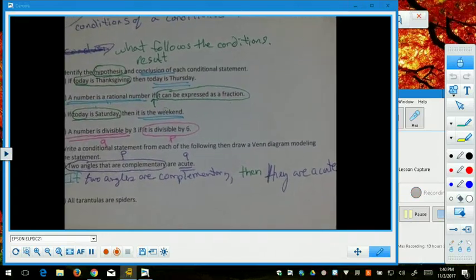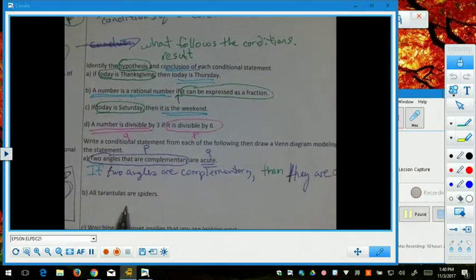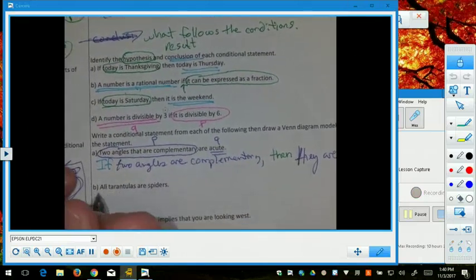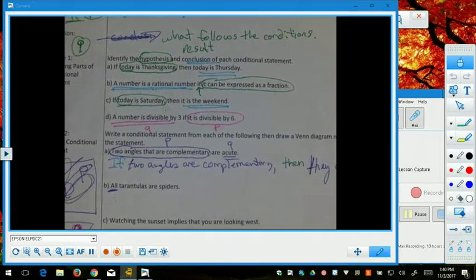If two angles are complementary, then they are acute. Letter B, all tarantulas are spiders. Okay, this is another way to write an if-then sentence. But again, we don't need to know all of the ways, but we do need to think about the larger group and the subgroup.